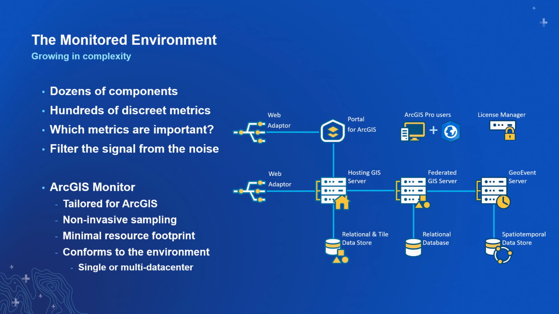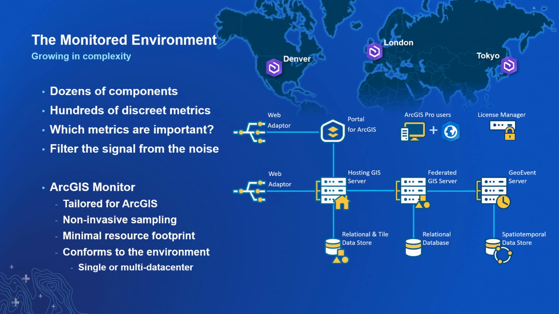You might have desktop users that are actually editing your business data that are then shown on web maps. They might have a license manager. You might be juggling licenses. You might have to share licenses. You might not have enough licenses. You might also be globally distributed. In this case, Denver, London, and Tokyo.